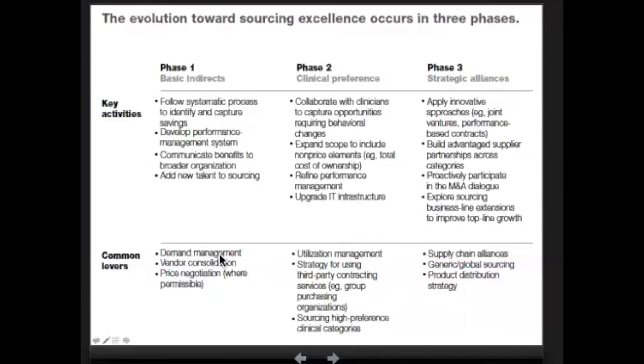And the common levers that are being used for basic indirects is demand management, which is forecasting the need, vendor consolidation, so that you can get some economies of scale, and price negotiation where permissible. The second phase of evolution is when the sourcing also is accounting or taking care of clinical preference items.